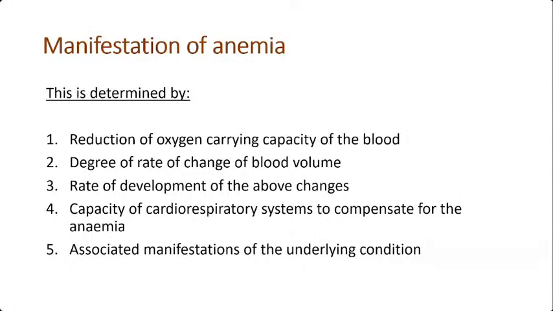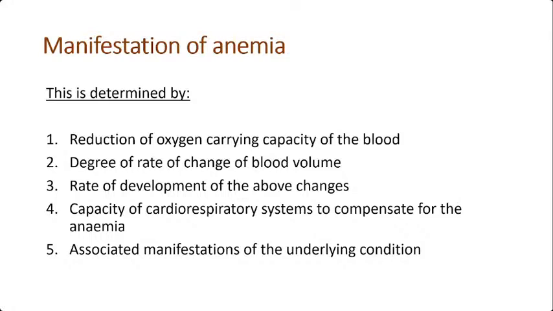So let us now look at the manifestation of anemia. How does anemia present? Or what are the signs and symptoms of anemia? How the anemia will present will be determined by how much there is a reduction in oxygen carrying capacity of the blood. Because we know when the red cells are reduced, and the hemoglobin, which is in the red cells, is the one that carries the oxygen, there will be a reduction of oxygen carrying capacity. And because of that, there will be certain symptoms and signs we will find.